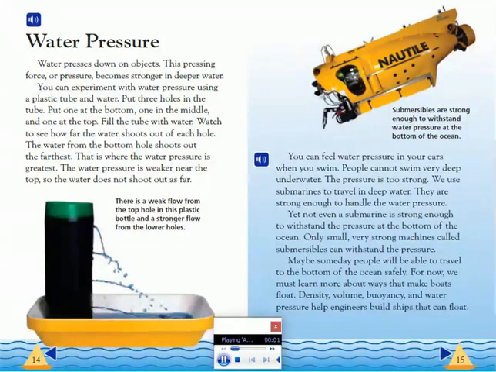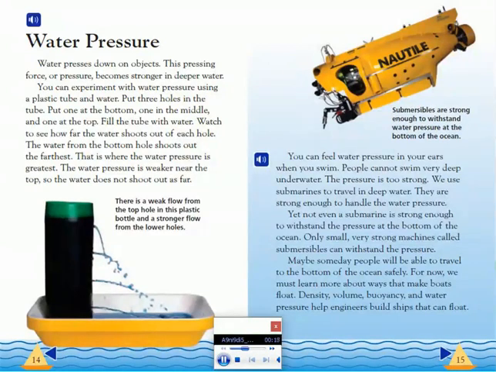You can feel water pressure in your ears when you swim. People cannot swim very deep underwater. The pressure is too strong. We use submarines to travel in deep water. They are strong enough to handle the water pressure.